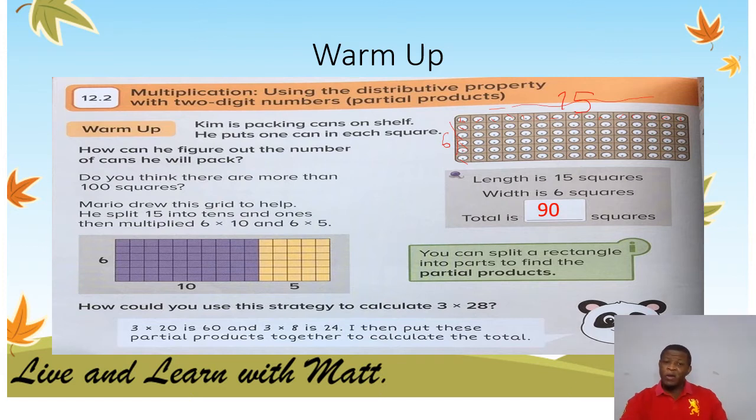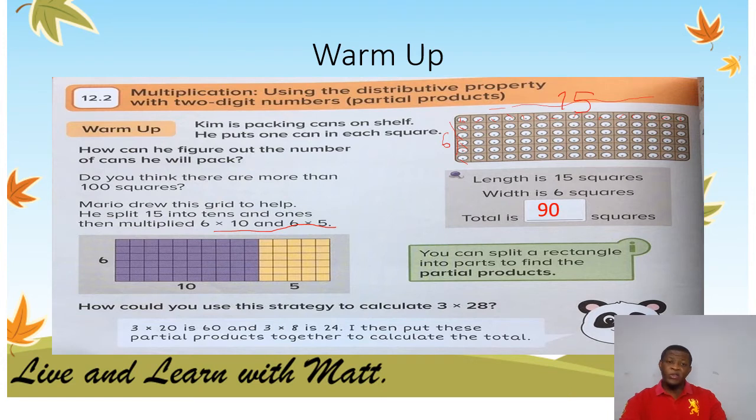So let's take a look at Mario's strategy. Mario drew this grid to help. He split 15 into tens and ones. Then multiply 6 times 10 and 6 times 5. So you can split a rectangle into parts to find the partial products. This is what we call partial products.